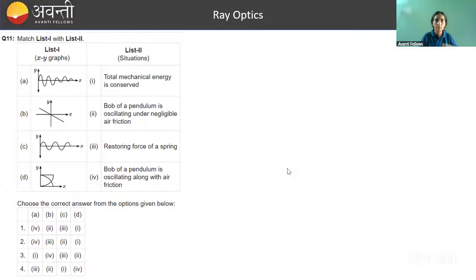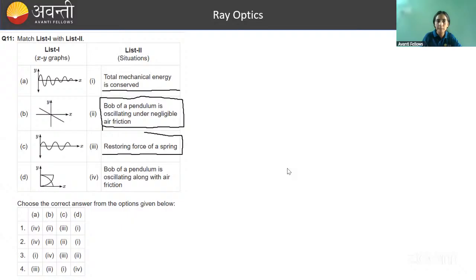So, total mechanical energy is conserved. First thing, if energy is conserved, it will convert from one form to another, but total will remain constant, right? So, which one will match with it? Even if you are confused, move ahead. See other options, जहाँ पे आपको clearly दिख रहा हो. Bob of a pendulum is oscillating under negligible air friction. So when there is no air friction, then bob of pendulum is oscillating.